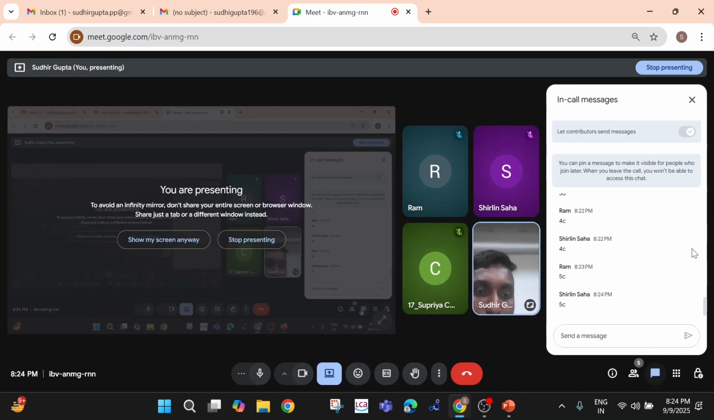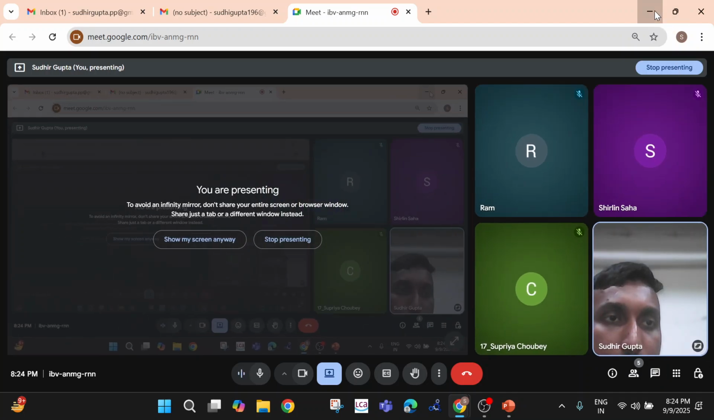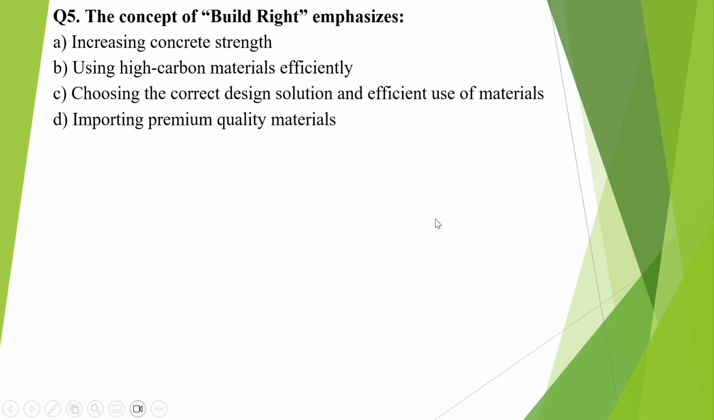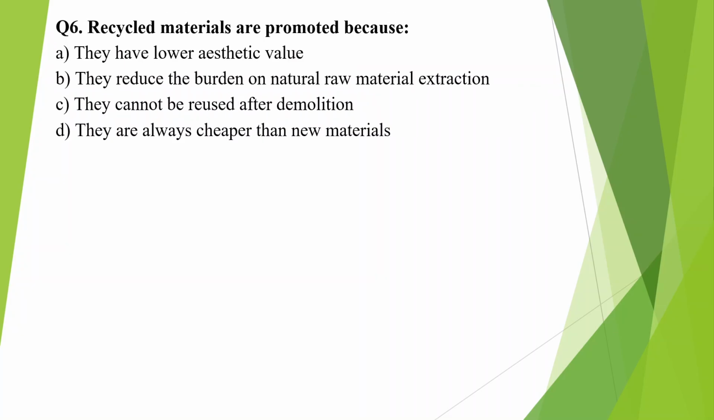Let's see. So you people are voting for option C. Option C is the correct answer for this question. Build right means choosing the correct or the right design solution and efficient use of materials. So whoever has marked C, they are good and they have understood the concept. I don't think more discussion is required for this particular question from the terminology or the options. It is a very straightforward question. So without wasting much time, let's move to the sixth question then.